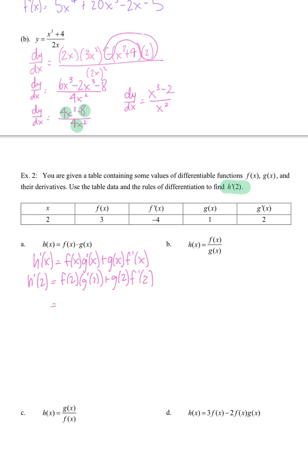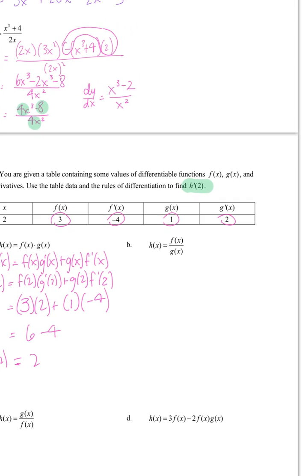Okay, and then this just becomes reading the table correctly. F of 2 is this number. G prime of 2 is that number. G of 2 is this number. And F prime of 2 is that number. So if I'm not mistaken, this is 6 minus 4. That means h prime of 2 is 2.